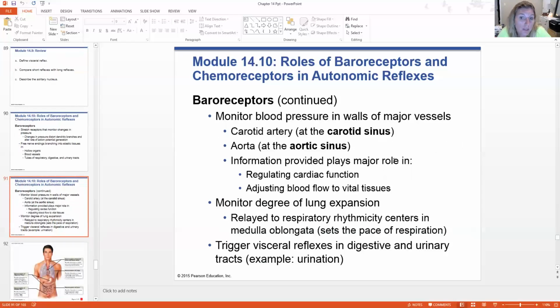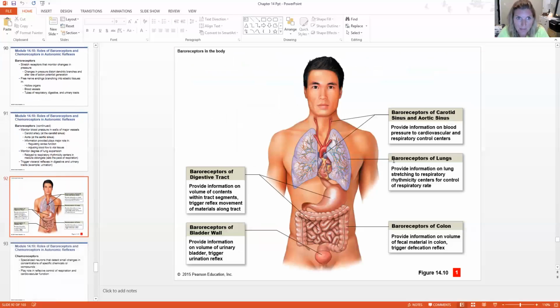Baroreceptors also monitor blood pressure within the walls of our major vessels. They're located in the carotid artery, the carotid sinus, the aorta, at the aortic sinus, and the information plays a major role in regulating our cardiac function and adjusting blood flow to various tissues. They also monitor the degree of lung expansion. It's relayed to the respiratory rhythmicity centers of the medulla oblongata, which sets the pace for respiration. It triggers the visceral reflex in the digestive and urinary tracts, like urination. There you see some of the baroreceptors and where they are in the body.